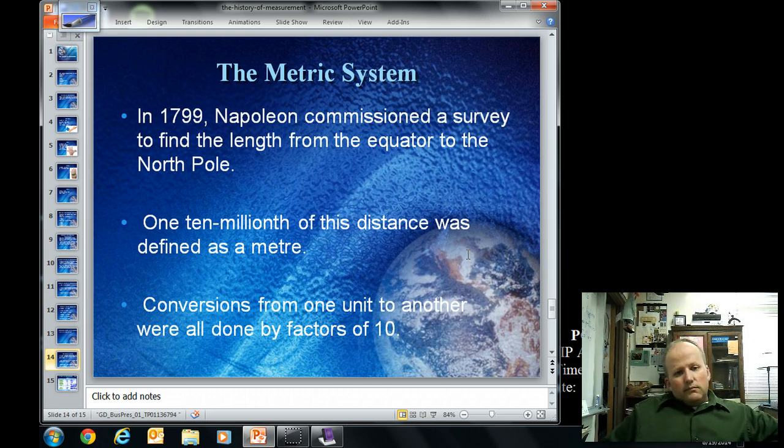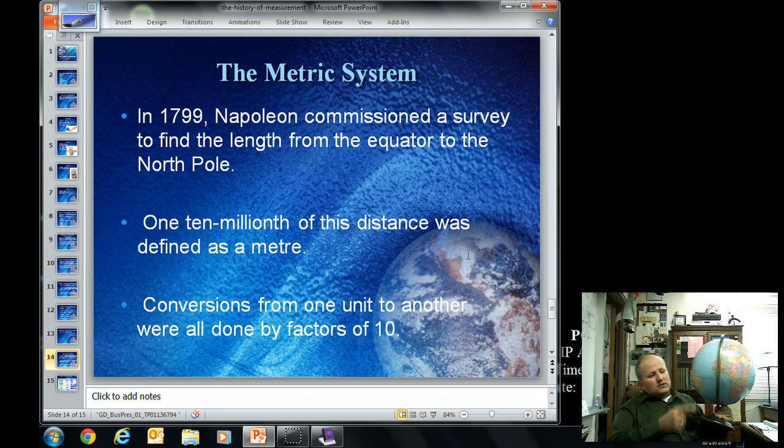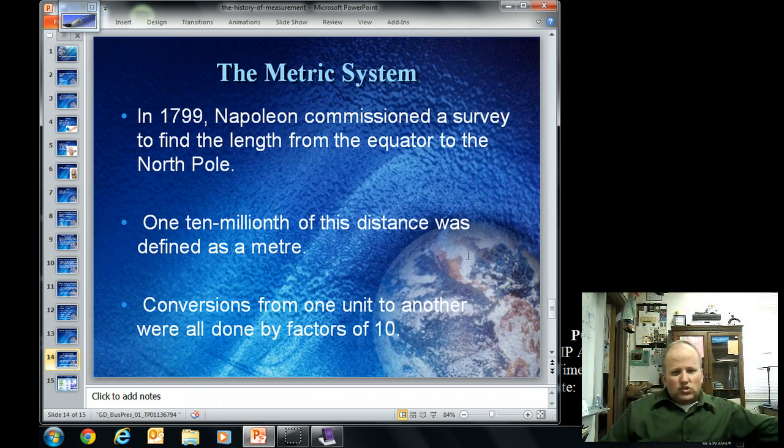So what they did was he commissioned a survey to figure out the distance between the equator and the North Pole. They figured out what that distance was. Then they said, let's divide this by a unit of 10. So 10, 100, 1,000, 10,000, 100,000, million, 10 million, 100 million, billion. Let's use one of those numbers and divide that up so that we can get a measurement that is easy to use and we can make sticks out of it. What they did was they figured out that 1/10 millionth of that distance was a meter.